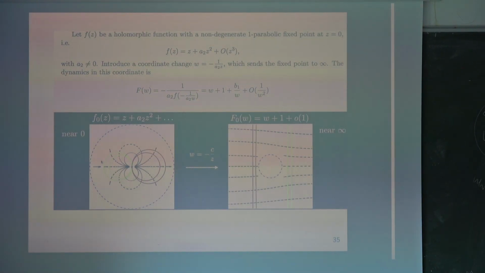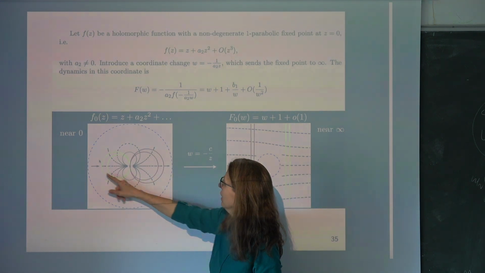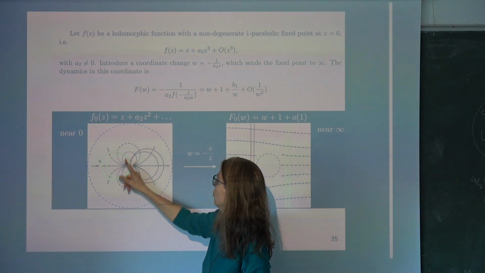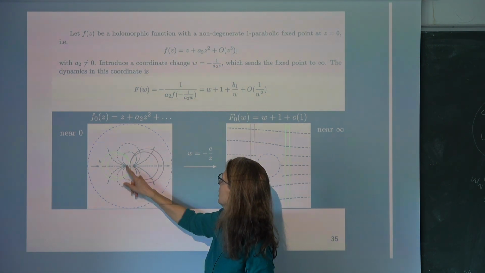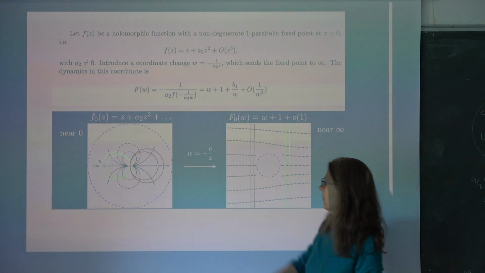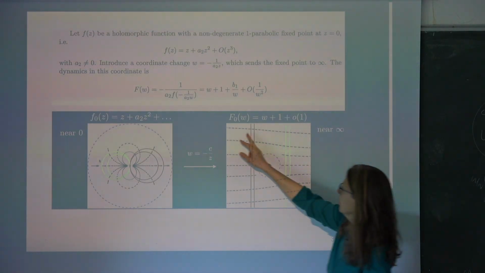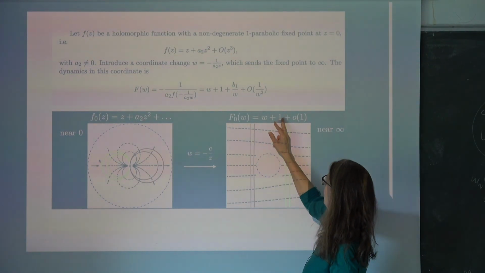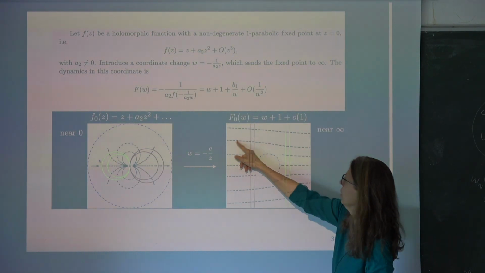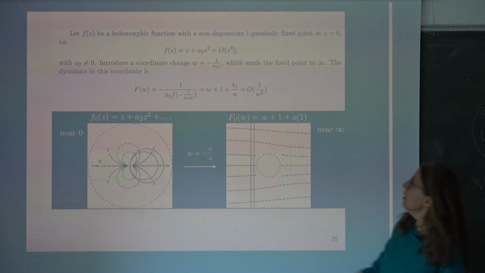So the picture is the following. Here you have the parabolic fixed point, and everybody is converging to the parabolic fixed point. And if you take this 1 over Z, you are of the form W plus 1. So it means that you get a translation when you are next to infinity.